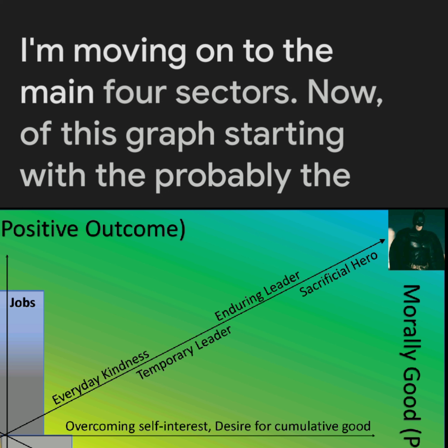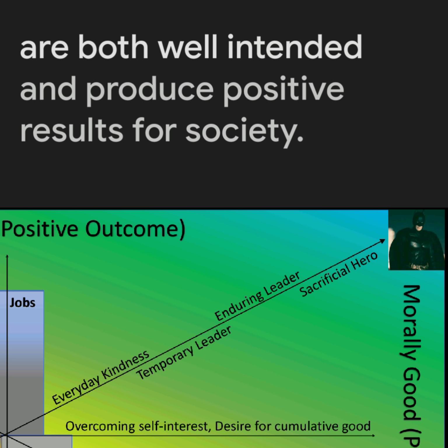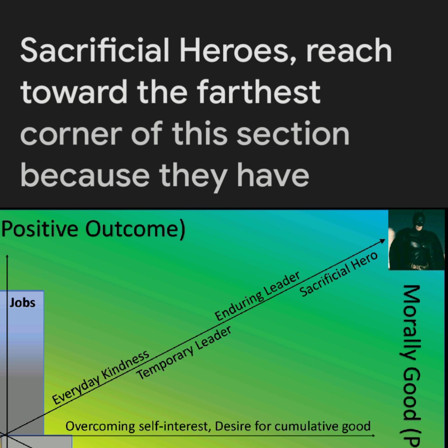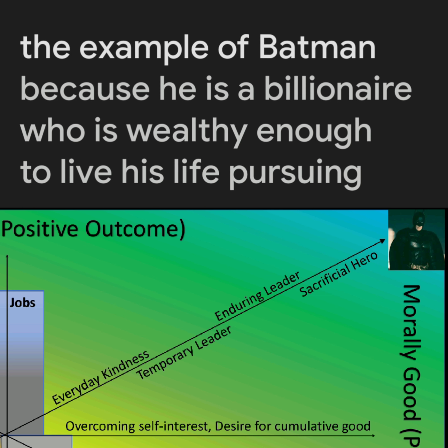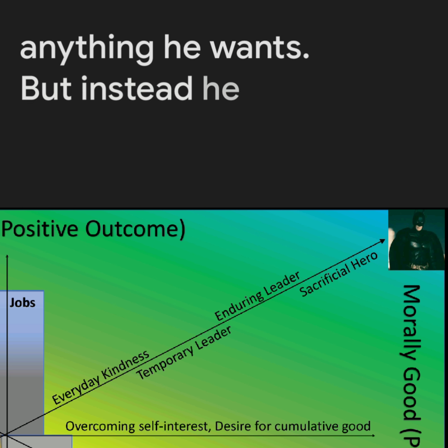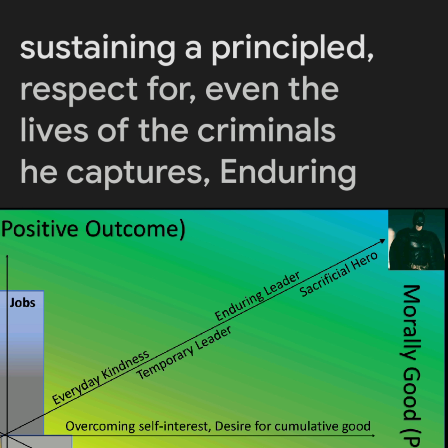I'm moving on to the main four sectors now of this graph, starting with probably the easiest to discuss, the top right sector. This is where we have actions and people who are both well-intended and produce positive results for society. Sacrificial heroes reach toward the farthest corner of this section because they have to most fully commit to denying their own desires to support the well-being of others. I use the example of Batman because he is a billionaire who is wealthy enough to live his life pursuing anything he wants, but instead he commits to fighting injustice at great expense to his own safety, while sustaining a principled respect for even the lives of the criminals he captures.